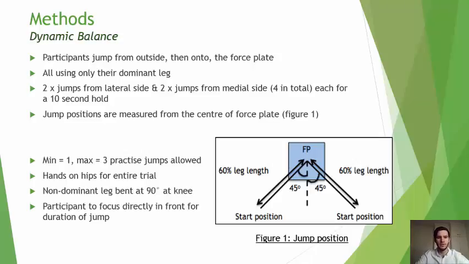For each jump, a minimum of 1 and a maximum of 3 practice jumps were allowed. The hands had to remain on hips for the entire trial, and the non-dominant leg was to be bent at 90 degrees at the knee, and participants had to focus on a mark marked out on the wall in front of them.